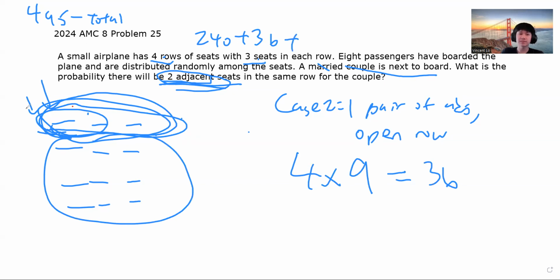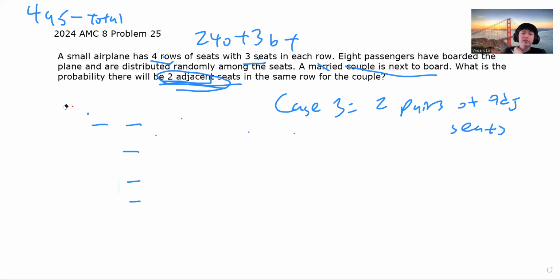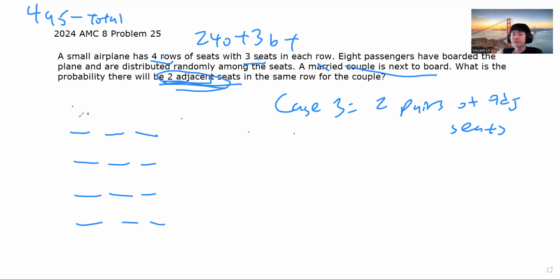And now for our last case, it's probably the most intuitive case, case 3, 2 pairs of adjacent seats. So let me just do that real quick. Case 3, 2 pairs of adjacent seats. What does this mean? Well, thankfully, there are only 3 seats in each row. So it makes our life a lot easier when doing this casework because we know that guaranteed these 2 pairs of adjacent seats have to be on different rows. Because again, each row can only seat a max of 1 pair.